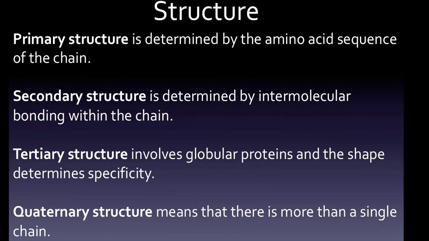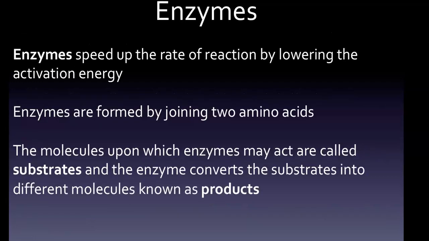Okay, with structures, we want to be familiar with all 4 of these, right? So primary structure is determined by the amino acid sequence of the chain. Secondary structure is determined by intermolecular bonding within the chain. Tertiary structure involves globular proteins, and the shape determines specificity. And quaternary structure means that there is more than a single chain. Okay, so those are all important, easily could show up on the test.